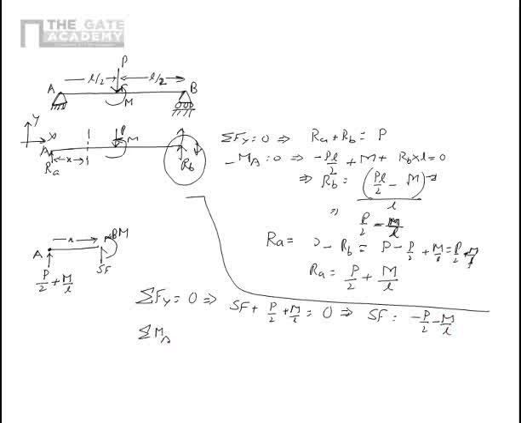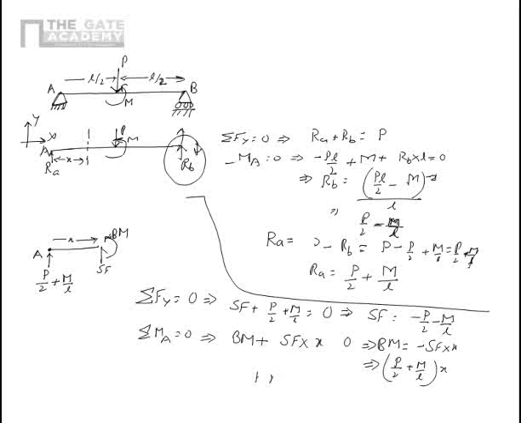Similarly, I write moment about A is equal to 0. That leads to BM plus SF into X is equal to 0. So BM is equal to minus SF into X, which is nothing but P by 2 plus M by L into X. Now let's see how this varies over the length from 0 to L by 2.